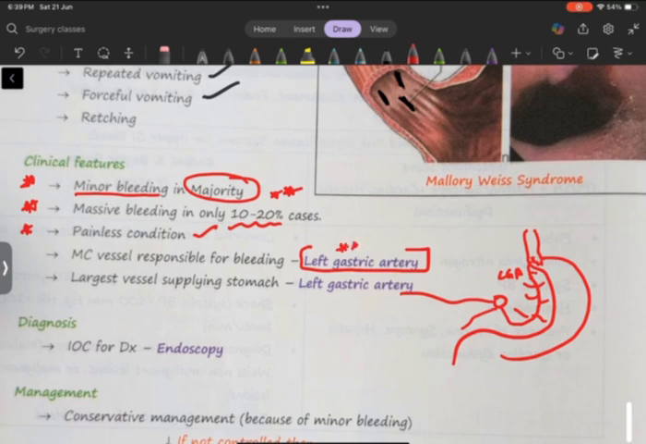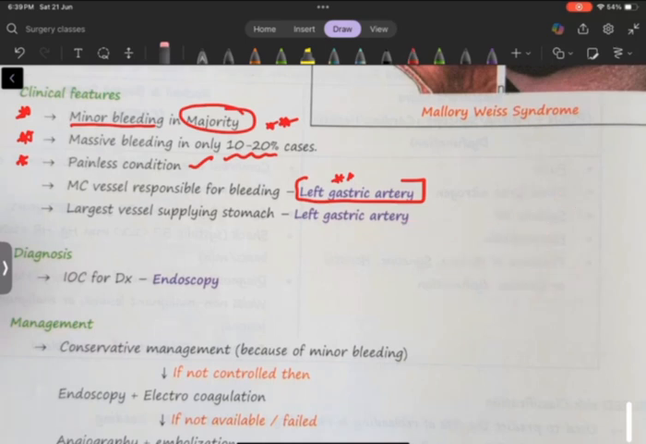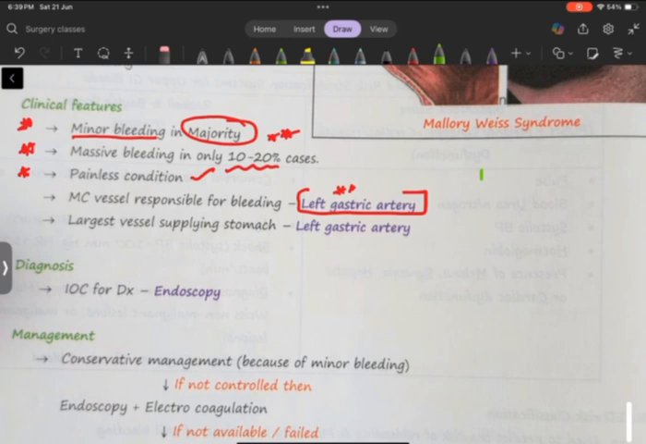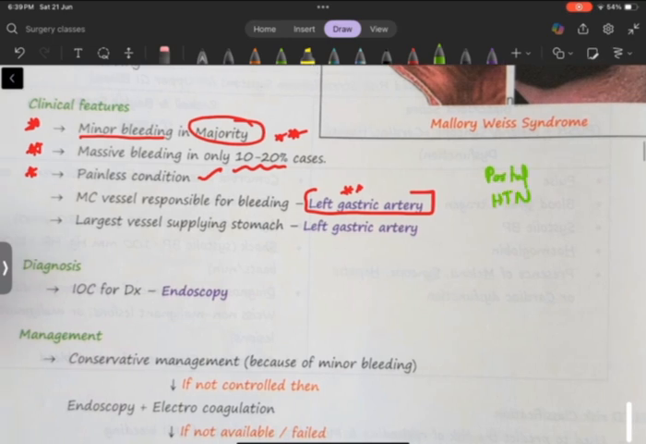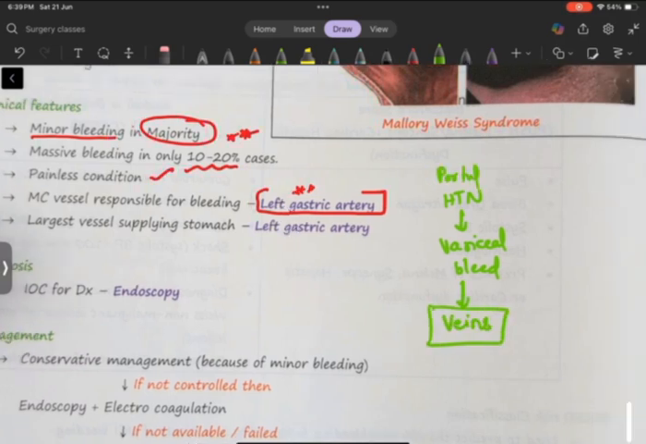The most important point you should remember is that in case of portal hypertension or variceal bleed, the bleed is happening from veins, whereas in case of Mallory-Weiss syndrome, the bleed is from an artery.